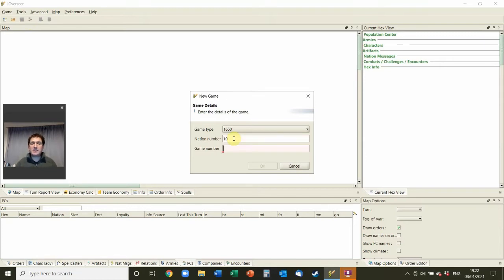So if Clint says, oh, you've been allocated to game 732, you would put that in there, and then you would click OK, and it would set it up. And because the original setups for 1650 are hardwired into the game, an army of however many heavy infantry at a specific location will always start in turn 0 at that location.